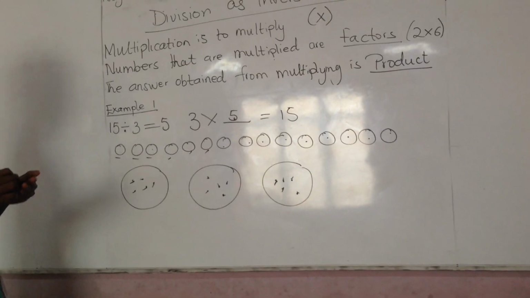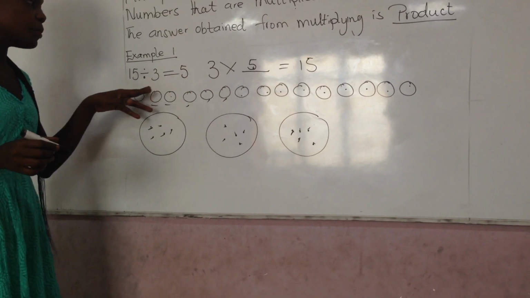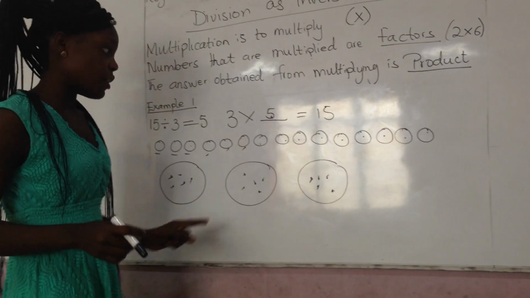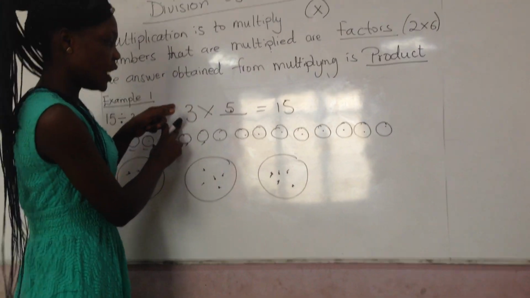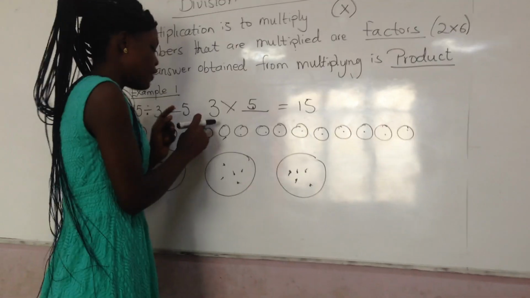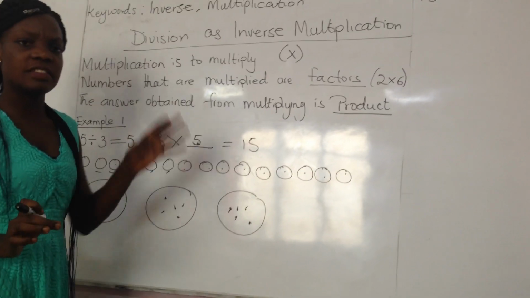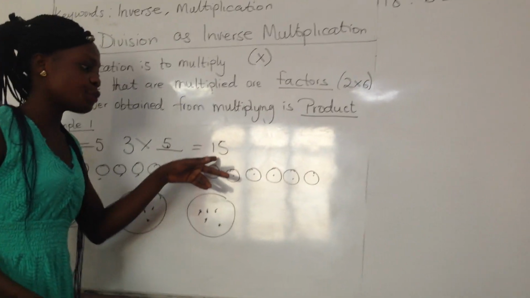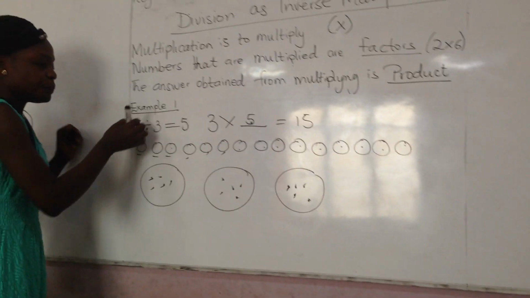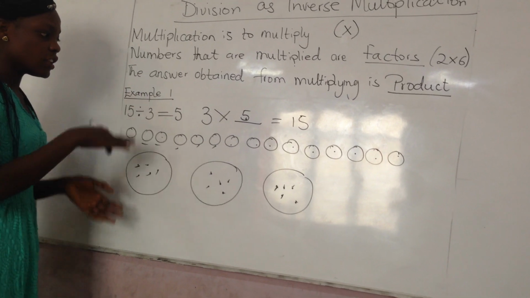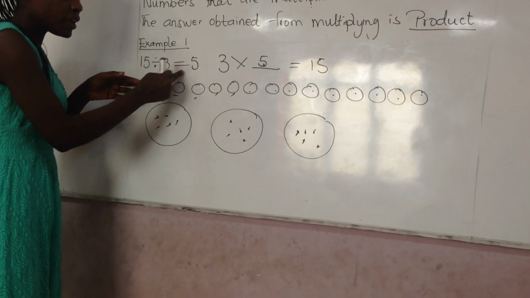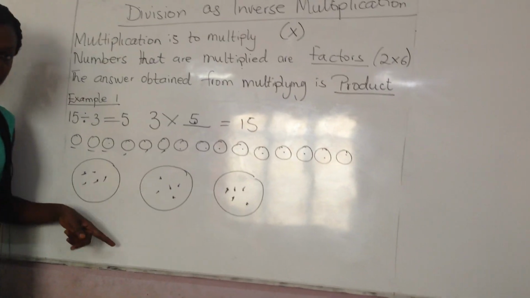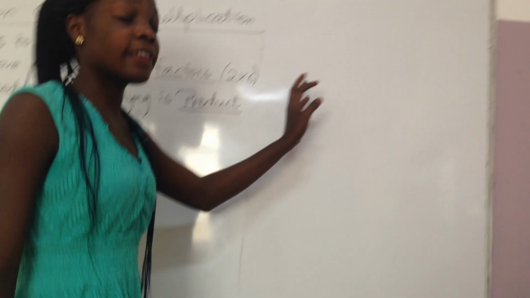5. So when you have 15 things and you share them among 3 people, each person will get 5. So 3 times 5, 3 times 5 things, you get what? 15. This is how inverse multiplication works. So 15 divided by 3 is equal to 5. 3 times 5 will give you what? 15.